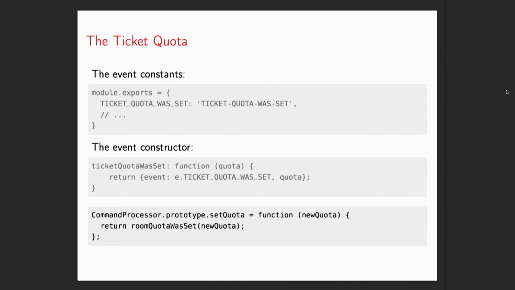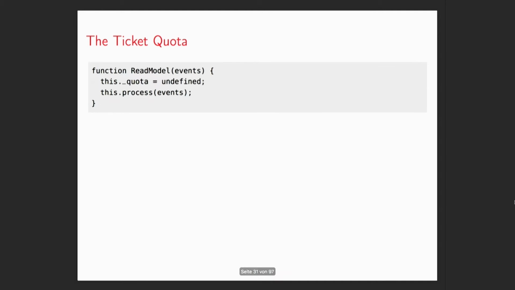If we had a decision phase, like I showed with the ticket booking, that would happen in here, in this set quota command down here. But for this example, it's very simple. Command in, event out. So how does the read model look like for this?